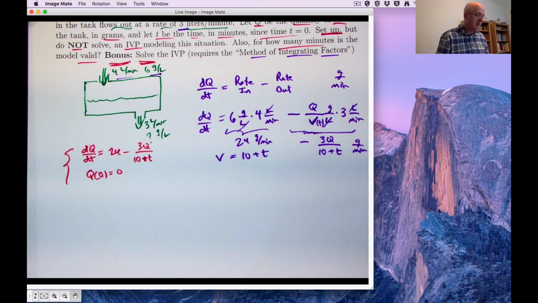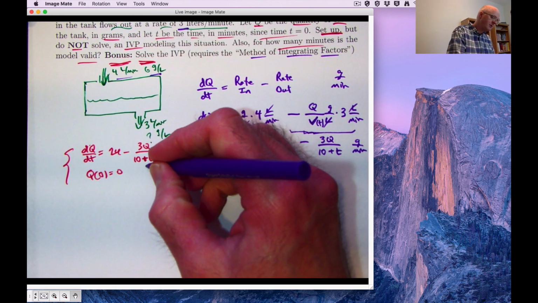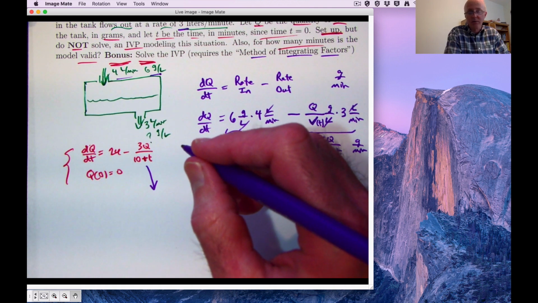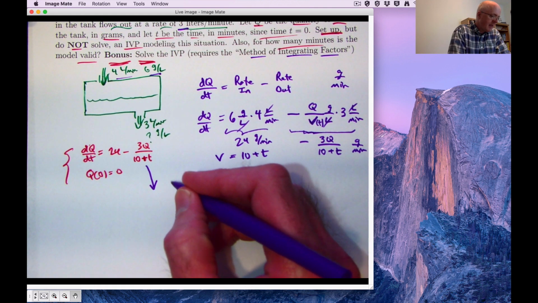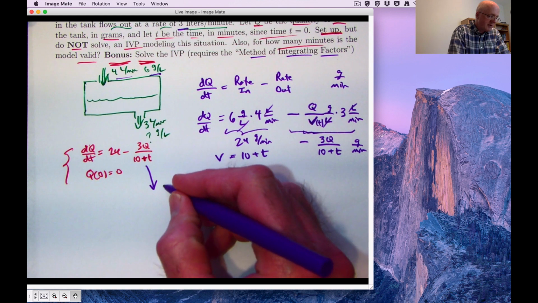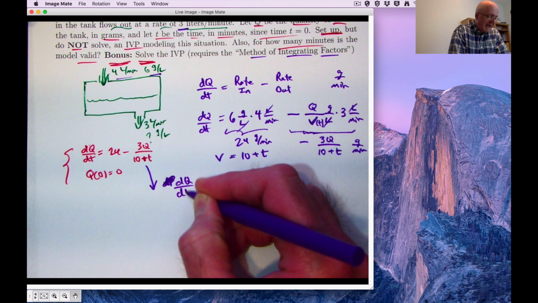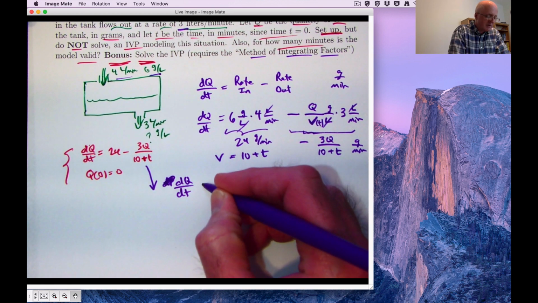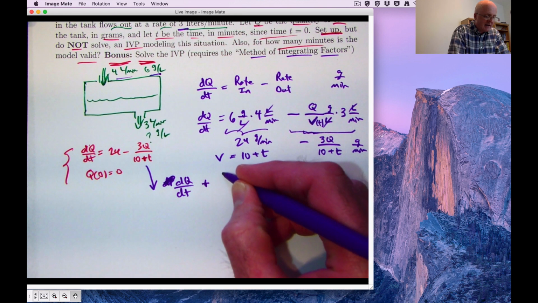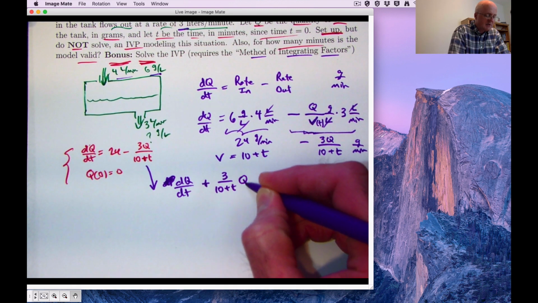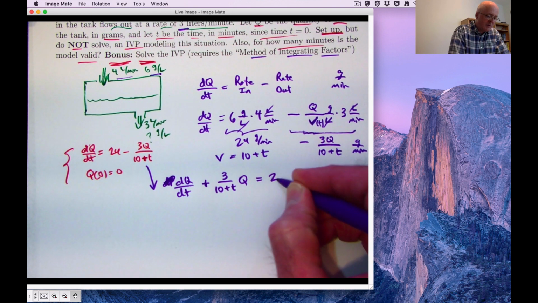All right, that solves the problem except for the bonus. Now let's do the bonus. If you're a Calc 2 student, this is still worth learning about. It's a pretty interesting little trick related to the product rule that comes into play. Let me, like I did in the last problem, rearrange this equation. dQ/dt, by adding 3Q over 10 plus T to both sides. And when I add it on the left side, I'm going to separate the Q off. I'm going to write it as 3 over 10 plus T times Q. That has to equal 24.